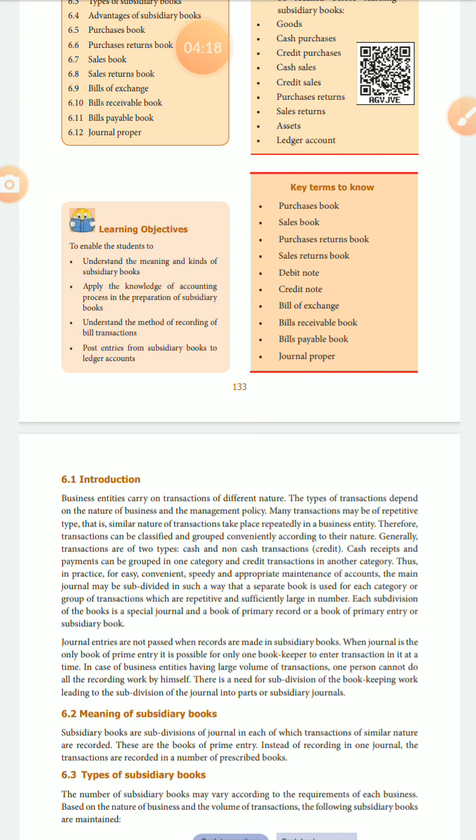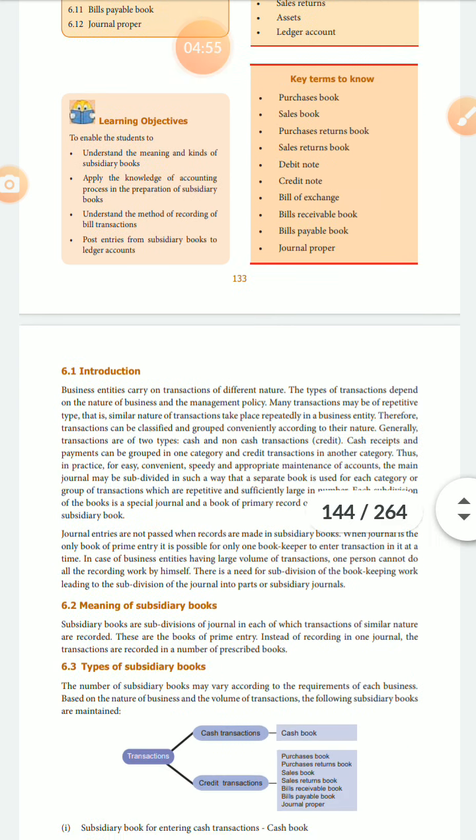In the journal, you write which one is incoming and which one is outgoing. But the ledger has subdivisions: cash is separate, sales separate, purchase separate, sales return, purchase return, drawings account, capital account. These are subdivisions of accounts. The subdivision of the journal into parts or subsidiary journals follows the same method. Listen students, it is easy.